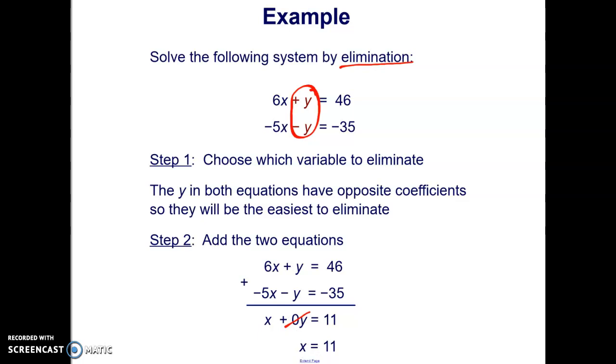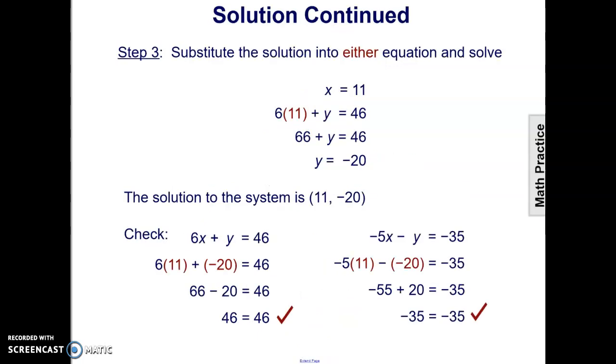I'm not done yet, because remember, every equation has to have two numbers to solve it. So I take that x equals 11 and I substitute it back into the original equation to solve for y. 6 times 11 is 66, plus y equals 46. When I subtract 66 from both sides, I'm left with y equals -20. So my solution is 11, -20. And remember, you can always check your solution by plugging these numbers into both equations, the first and the second, and solving to make sure that they are true statements at the end.